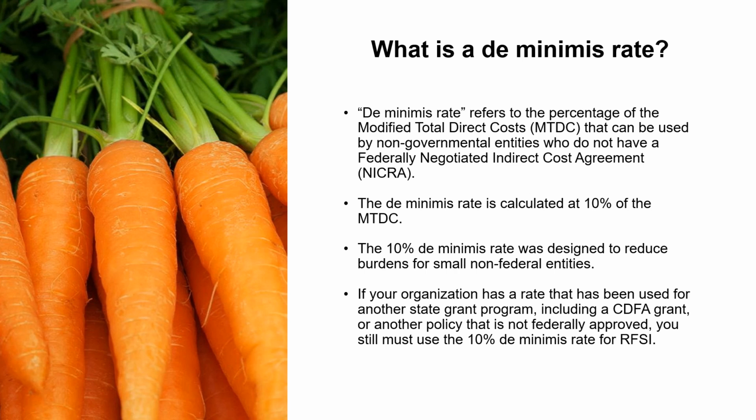If your organization has a rate that has been used for another state grant program, including a CDFA grant, or another policy that is not federally approved, you still must use the 10% de minimis rate for RFSI.